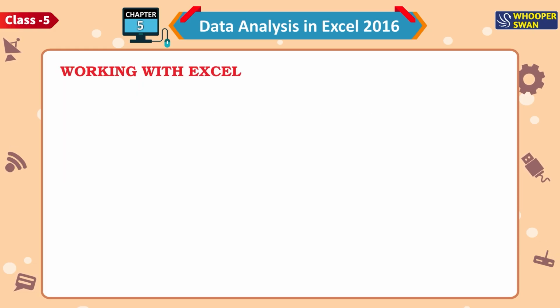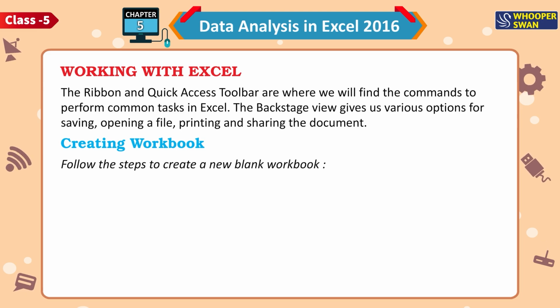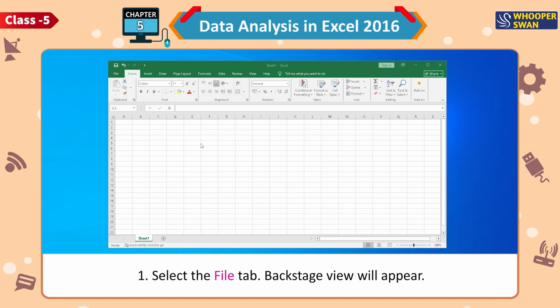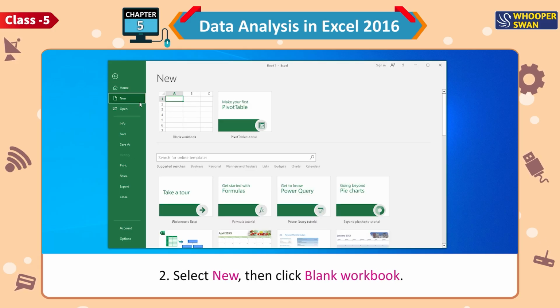Working with Excel. The ribbon and quick access toolbar are where we will find the commands to perform common tasks in Excel. The backstage view gives us various options for saving, opening a file, printing and sharing the document. Creating workbook. Follow the steps to create a new blank workbook. Step 1. Select the File tab. Backstage view will appear. Step 2. Select New, then click Blank Workbook.